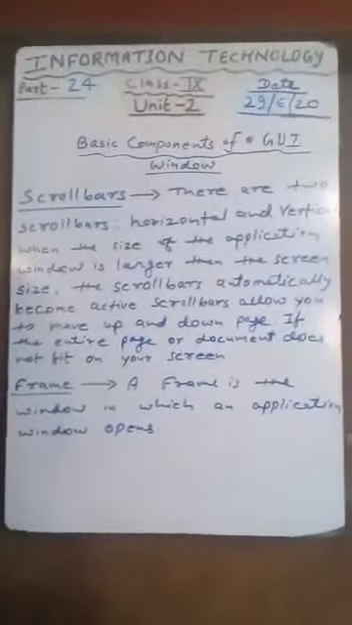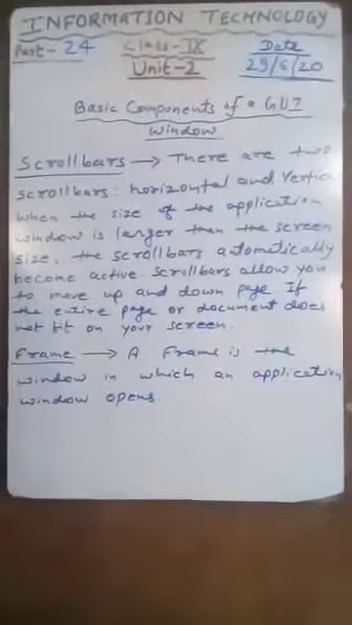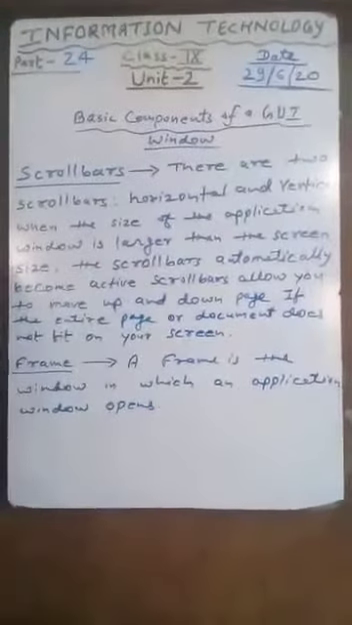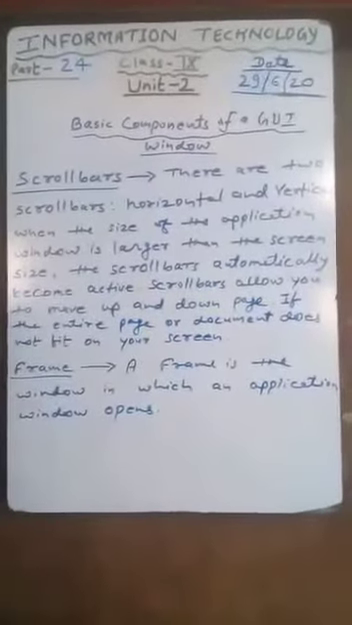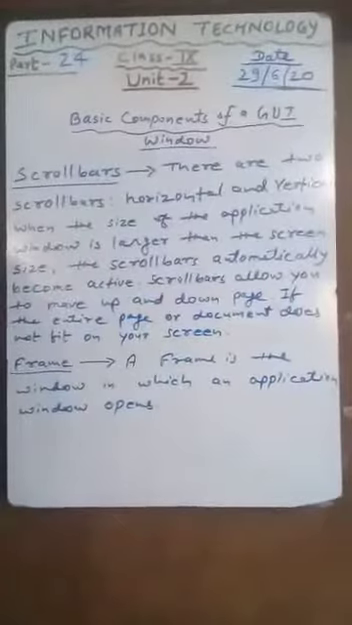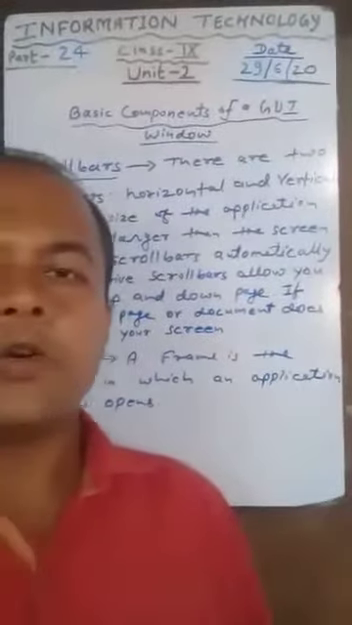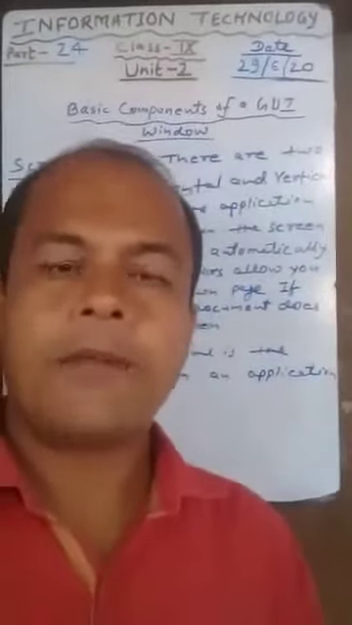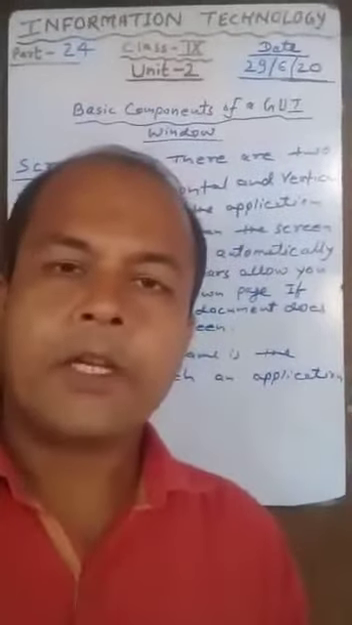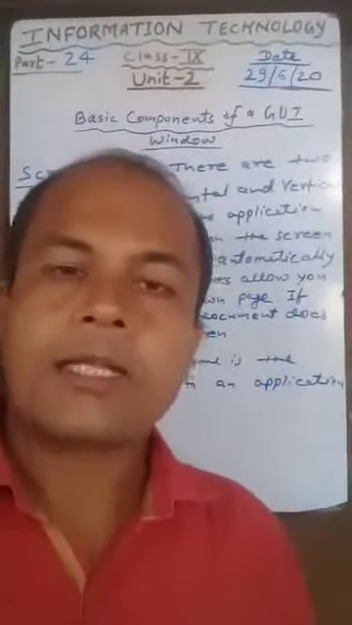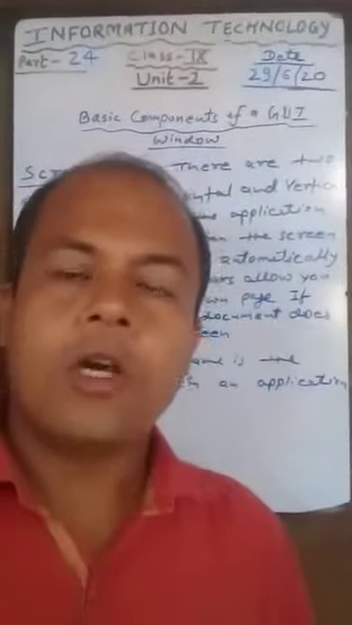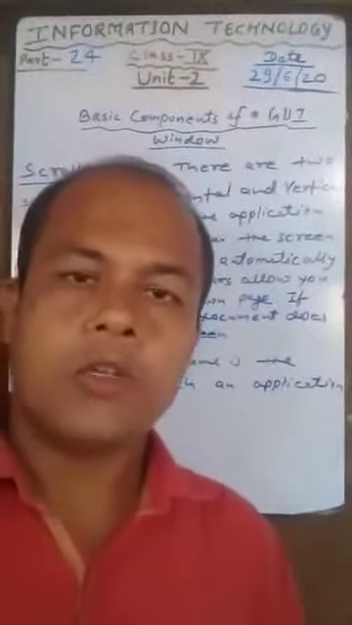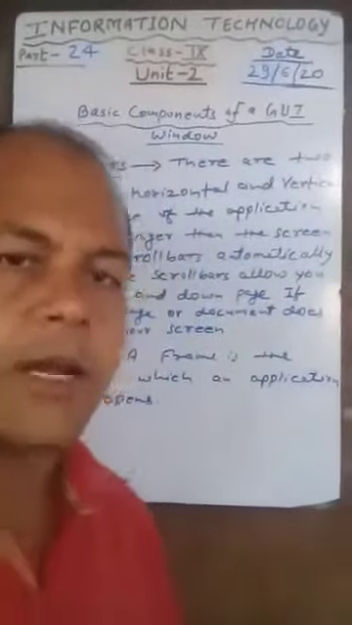When the size of the application window is larger than the screen size, the scroll bars automatically become active. Suppose that we run different types of programs, different types of applications. If the application window is larger than the screen size, then we use the scroll bar.